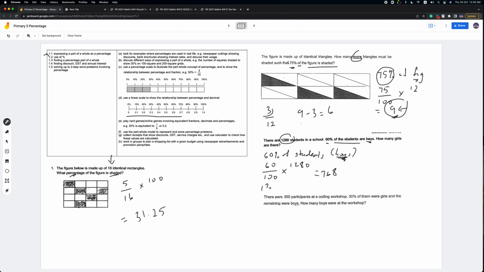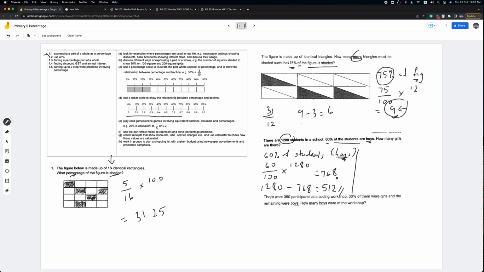So our last step is to subtract. Okay, so we have 1,280 minus 768, 512 girls. Now, what about the other method?